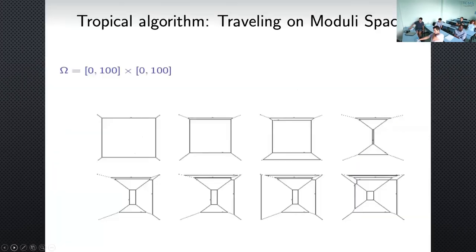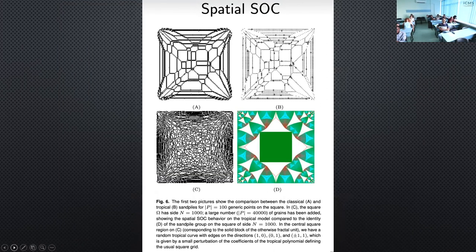So that's what we care about. And we write this tropical algorithm that's traveling in modular space. And, well, here you have this extremely high genus curve. So this is when it gets interesting. When it's very high genus, when it's low genus, you see nothing, what I'm going to talk about.